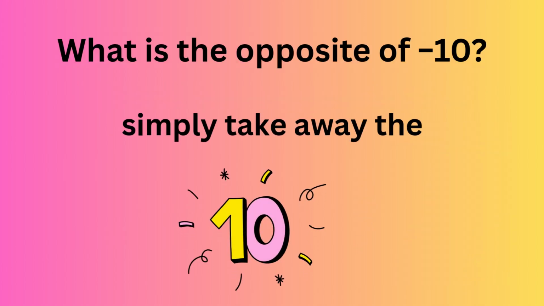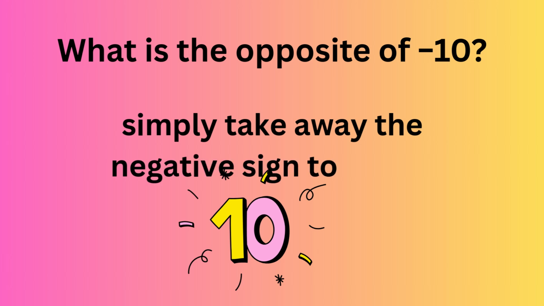Let's try an example with a negative number. What is the opposite of -10? To find the opposite of the negative number -10, we simply take away the negative sign to get 10. Both 10 and -10 are 10 units from 0 on the number line, so 10 and -10 are opposites of each other. How about 0?